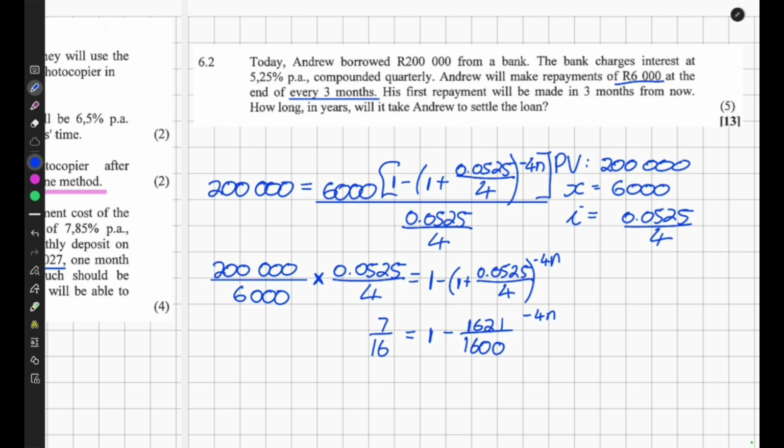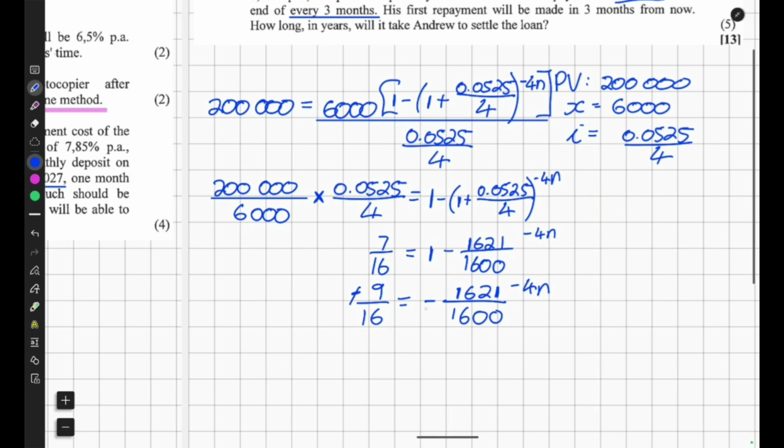Now I'm going to take over the 1, and then I'm going to go into log form. So if I say 7 over 16 minus 1, I'm just going to get minus 9 over 16 is equal to minus and then this bracket. Now, if you remember, logs do not like minuses, but luckily both sides have a minus, so I can just cancel. Okay, now to go to log form.